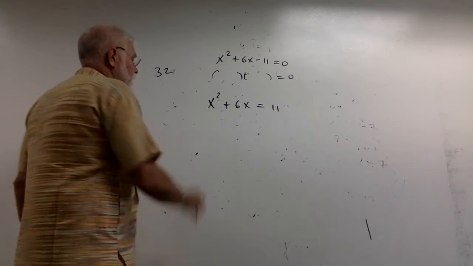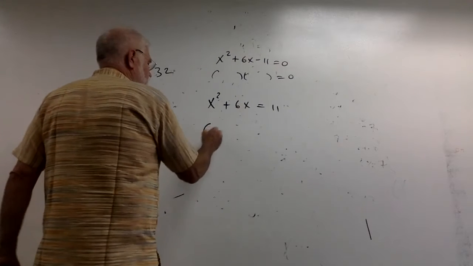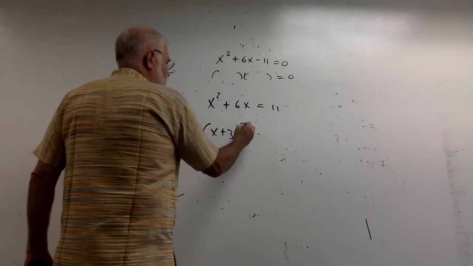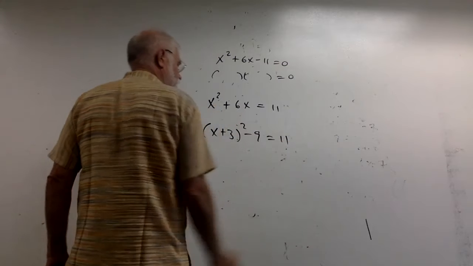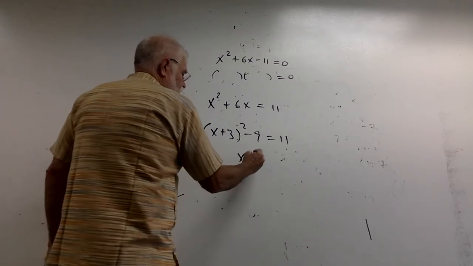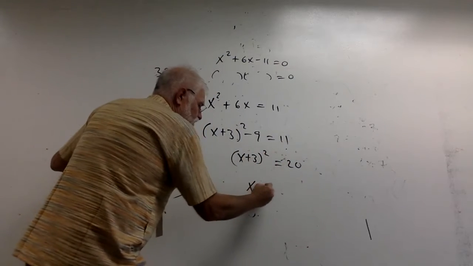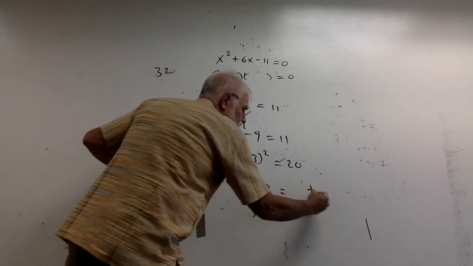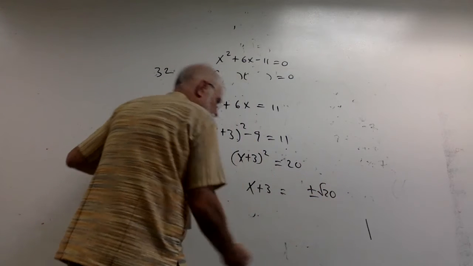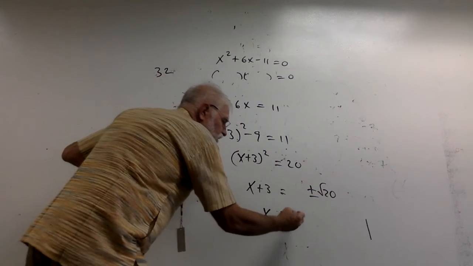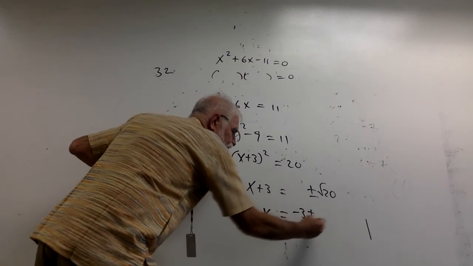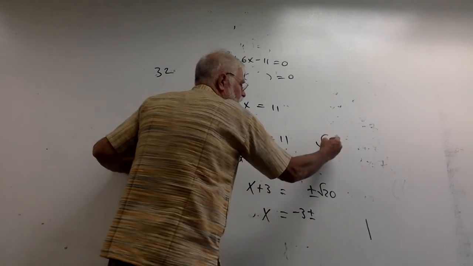So what do we do? The same stuff you do with a circle. x plus 3 squared minus 9 equals 11. All right, x plus 3 squared equals 20. x plus 3 equals plus or minus the square root of 20. x equals -3 plus or minus the square root of 20.